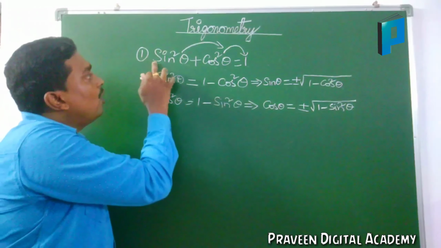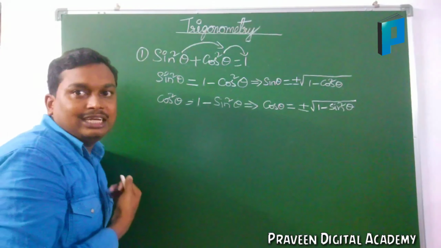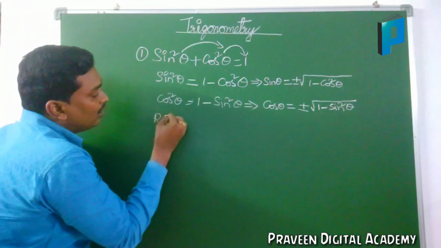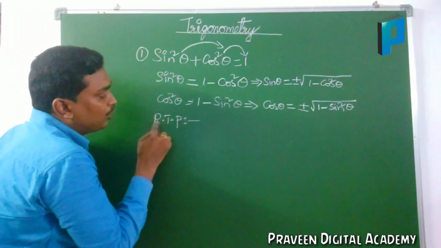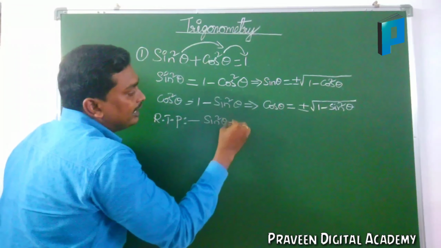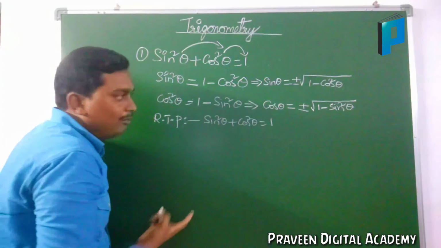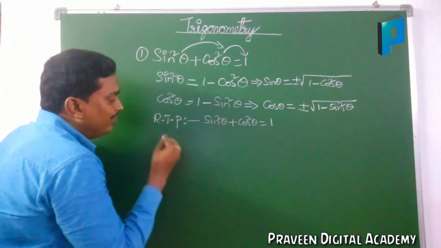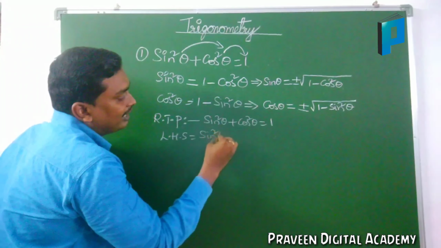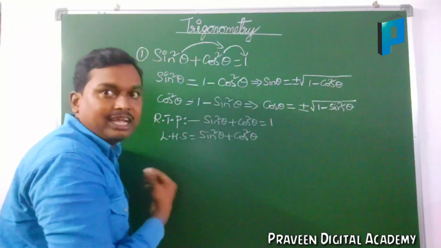But how did we get sin square theta plus cos square theta is equal to 1? Let us see here. The RTP here is nothing but required to prove. What we want to prove is how we got sin square theta plus cos square theta is equal to 1. For that, we will take the LHS first of all. The LHS is sin square theta plus cos square theta.